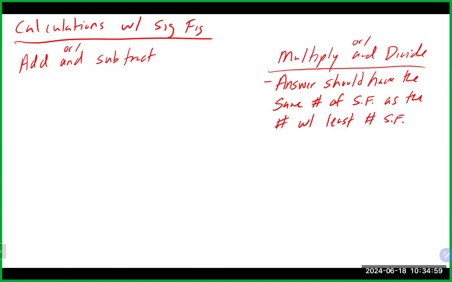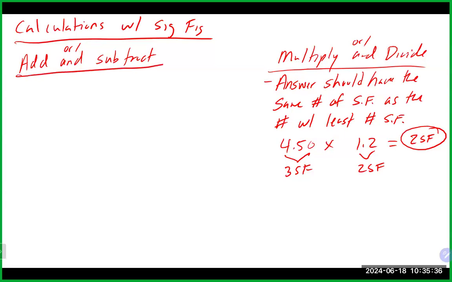So for example, if I took 4.50 and I multiplied it by 1.2, here we are multiplying, so we would look at significant figures. That is going to be 3 significant figures. That's going to be 2 significant figures. So when we get our answer, we should end up with 2 significant figures. Again, if you were dividing something, whichever number in that division or multiplication has the least number of significant figures is how many significant figures your answer should have.